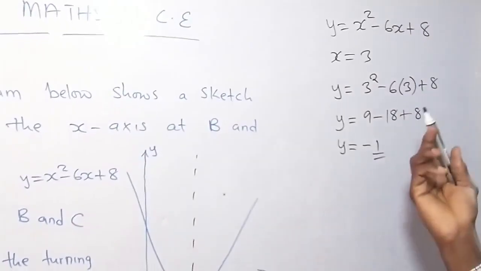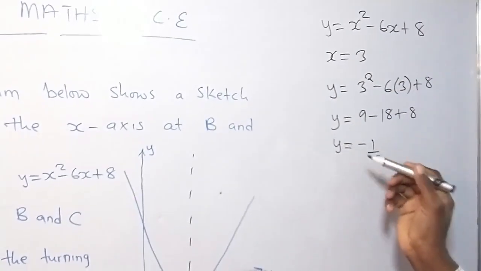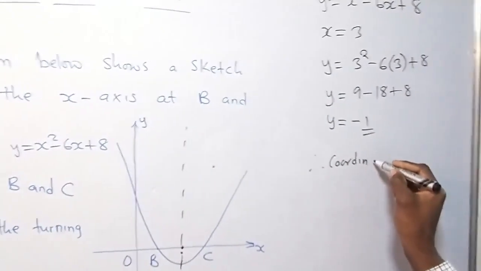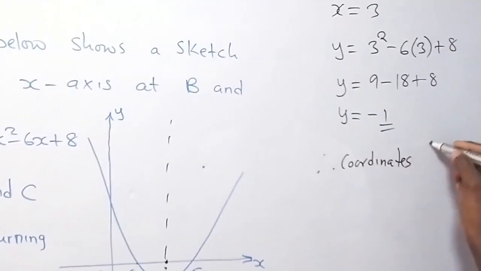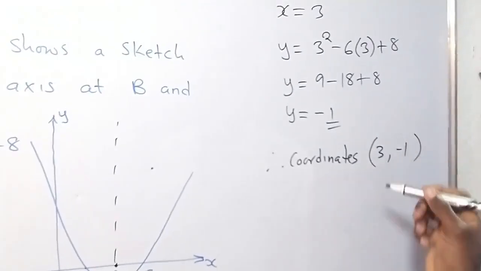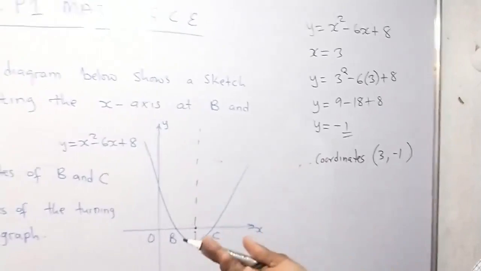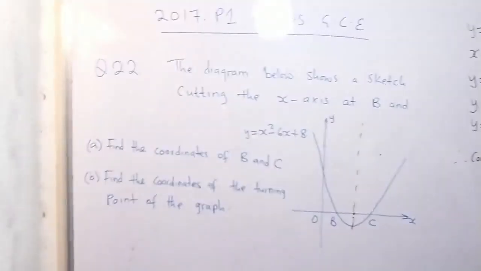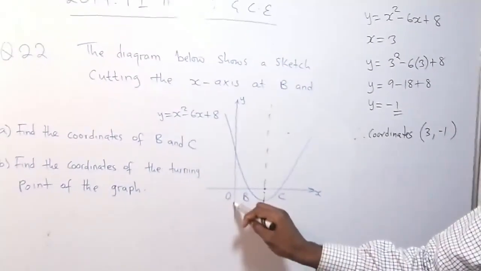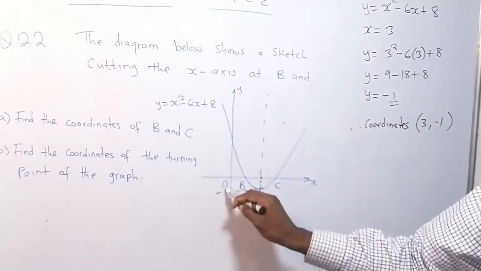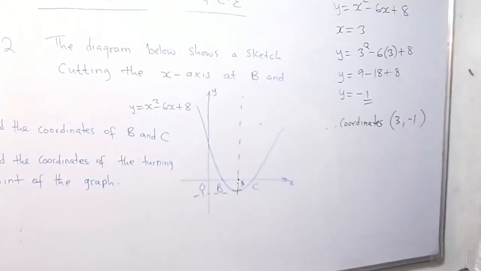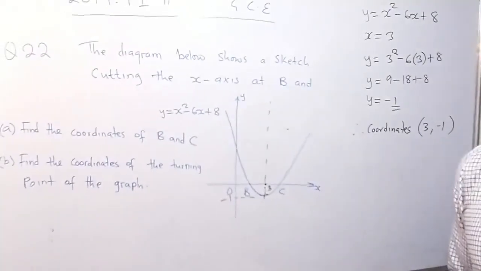Since we know the value of x and the value of y, the coordinates of the turning point are 3, negative 1. This is the answer for the second part, finding the coordinates of the turning point, which shows that the y value is negative 1 and the x value is 3. That is all you have to do, as simple as that.